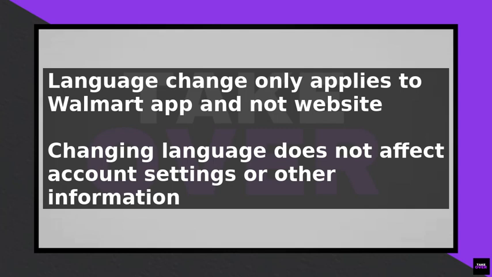In summary, changing the language on the Walmart app is a simple process that can be completed in a few steps. By following these steps, you can easily switch between languages and use the app in the language that is most comfortable for you. This feature is especially useful for people who speak multiple languages or for those who prefer to use the app in a language other than the default language.